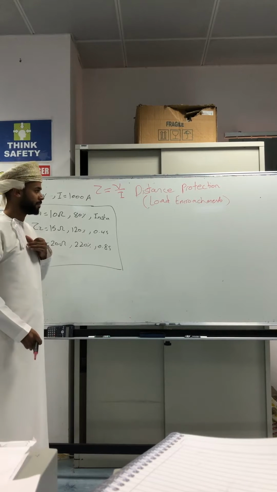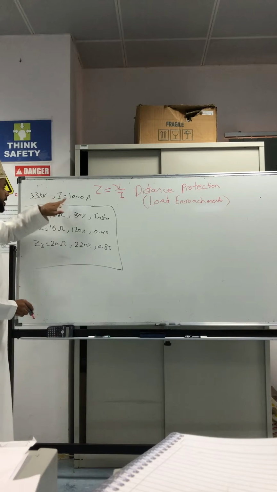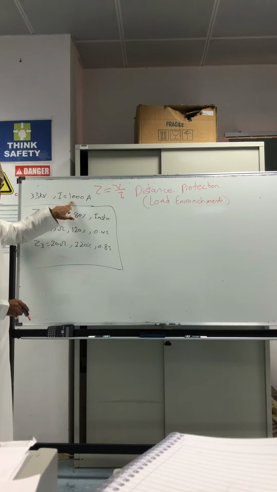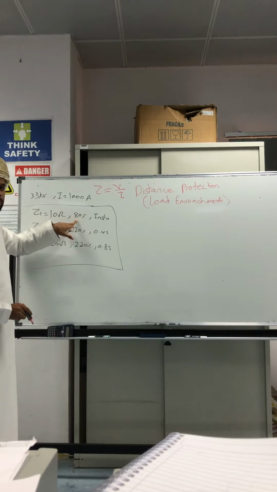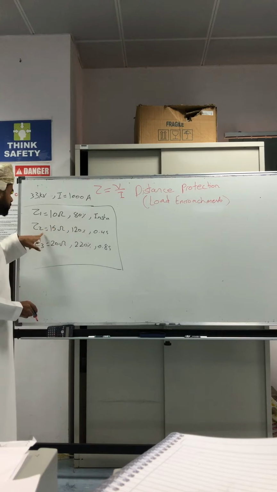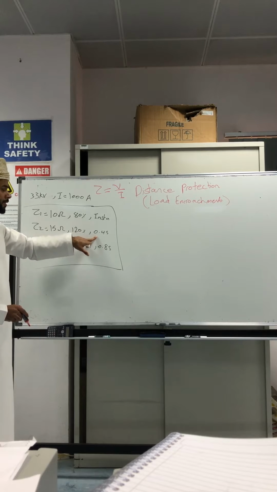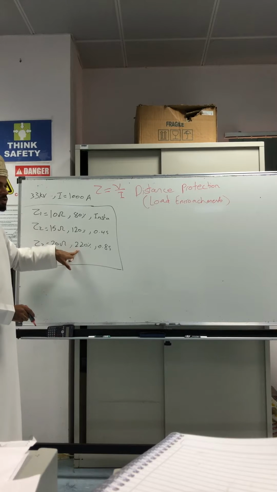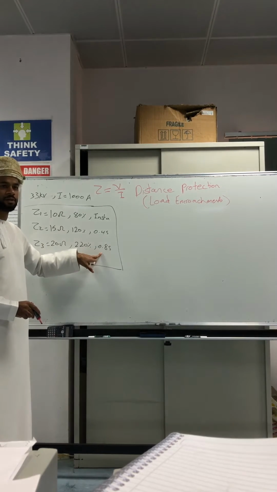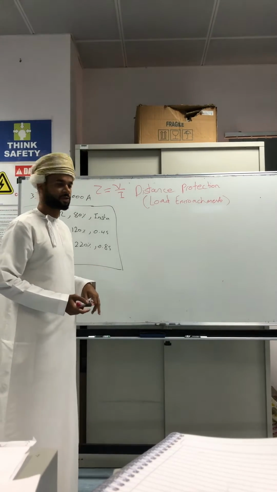understand more about this. Assume I have a 33 kV line and the maximum load current is 1000 amps. Now the settings of the distance protection relay: assume zone 1 has a reach value of 10 ohm, covering 80%, with instantaneous time delay. Zone 2 has a reach value of 50 ohm, covering 120%, and time delay is 0.4. Zone 3 has a reach value of 20 ohm, covering 20%, and the tripping time is 0.8 seconds. Now let's draw the Mho characteristic.